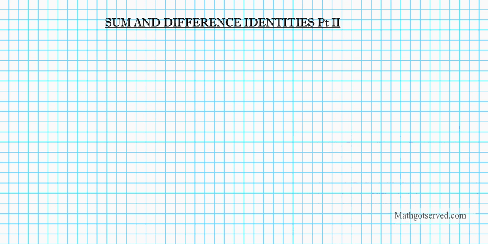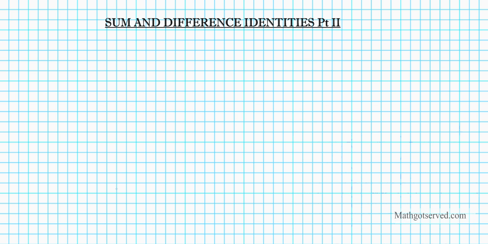Good day, students. Welcome to part two on the sum and difference identities examples. We're going to be going over an example today. We're going to be approaching it using two different methods. All right, so let's go ahead and write down the instructions for this example.